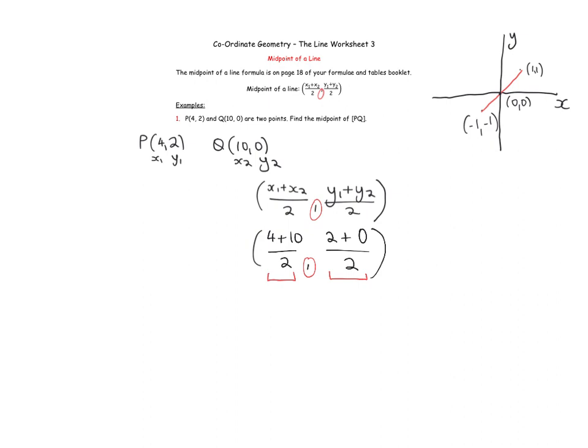The first thing I'm going to type in is 4 plus 10 over 2. Now, 4 plus 10 is 14. That divided by 2 gives us 7. And then 2 plus 0 is just 2, and 2 over 2 gives us 1. So you might not always need to put it into your calculator. The answer for example 1 is (7, 1), and it's the exact same for all the other types of examples, but we're going to go through a few more just so we can get a bit more practice at doing them.